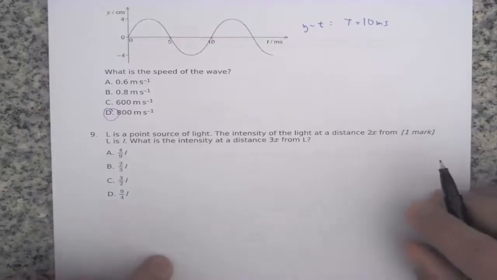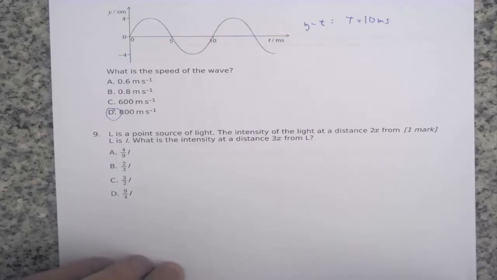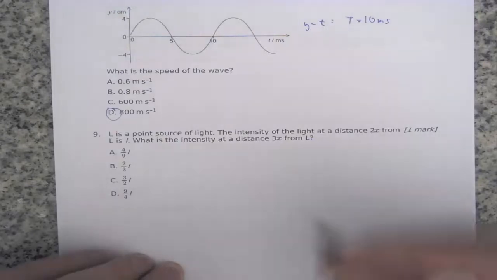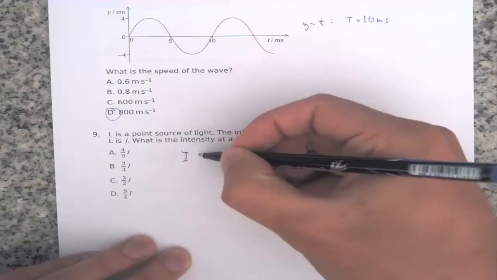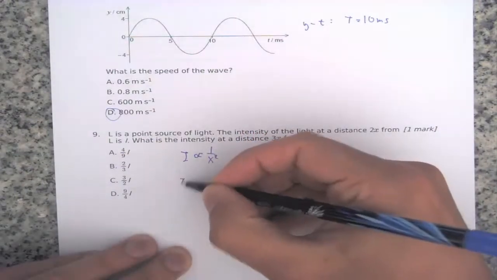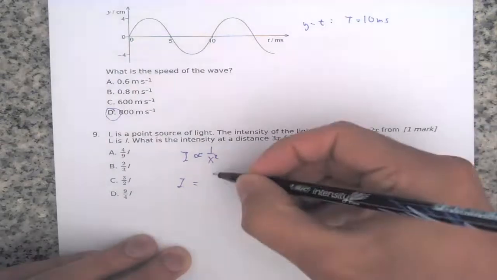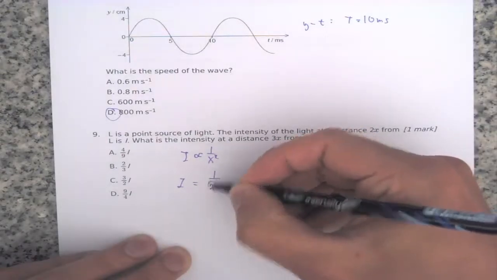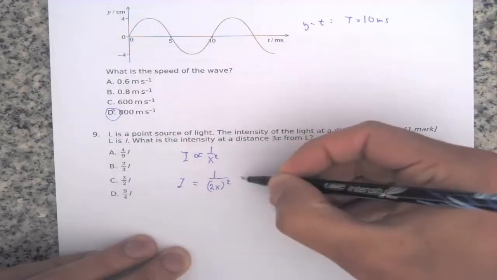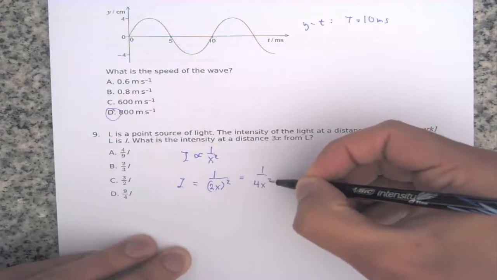The next one says that L is a point source of light. The intensity of the light at a distance 2x from L is I. What is the intensity at a distance 3x from L? So what we have here, we know that the intensity is inversely proportional to the distance squared. The intensity I that we have for the 2x distance is going to be 1 over 2x squared. So this is going to be 1 over 4x squared.